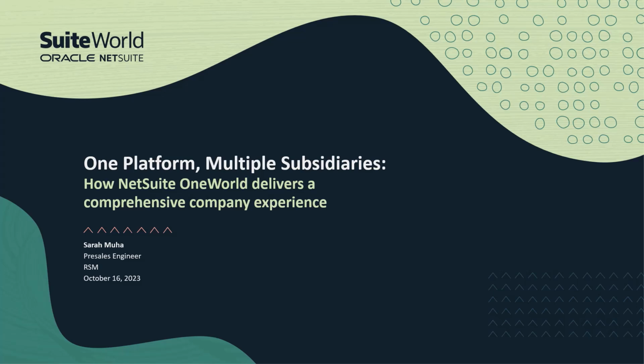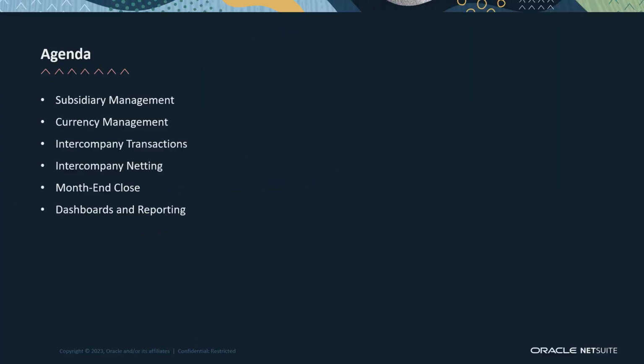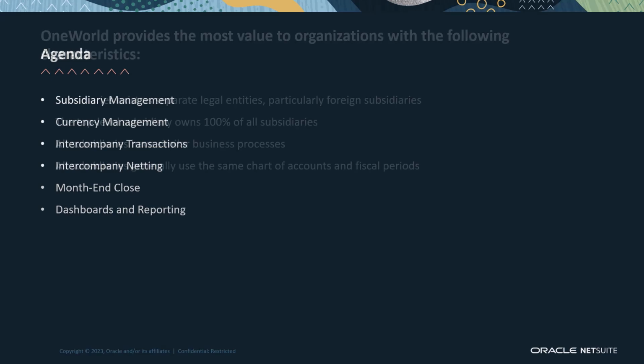In this session, we'll be exploring NetSuite OneWorld, a product that enables companies to manage multiple subsidiaries in a single instance. We'll begin by discussing subsidiary and currency management. Then, we'll see intercompany transactions and netting. We'll follow that with the automated month-end close process. Finally, we'll observe the real-time consolidated reporting and dashboard tools that complete the OneWorld package.